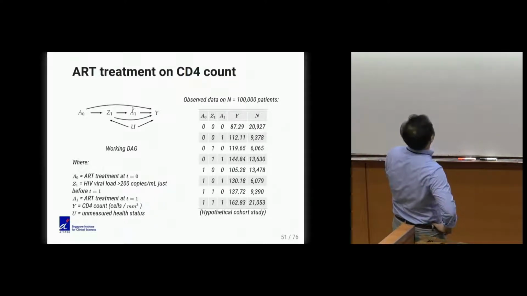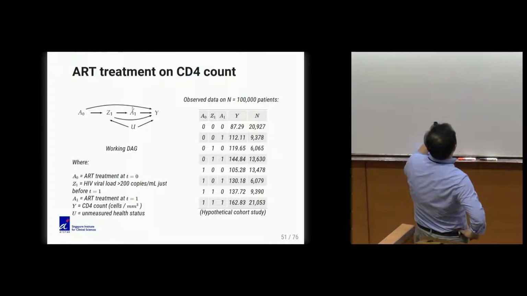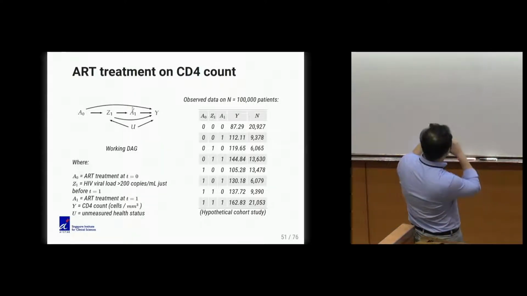So you see that this is set. There's no confounding here because it's a randomized trial of ART treatment, which is a treatment for HIV at time t equals 0. Here is a prognostic factor, or a factor that may affect treatment later. Here it's a viral load greater than 200 copies just prior to treatment at time t equals 1. And this factor here is affected by earlier treatment and may determine the probability of treatment at this particular time.